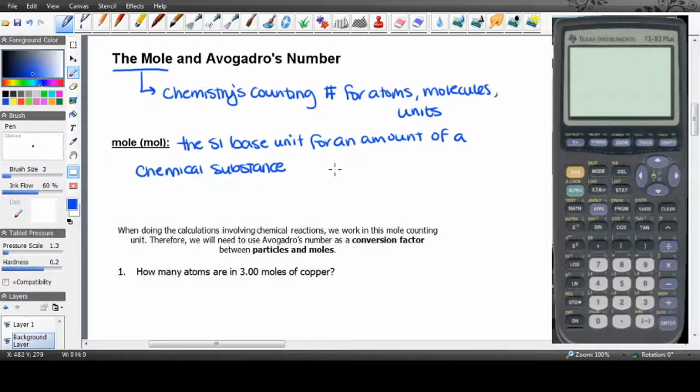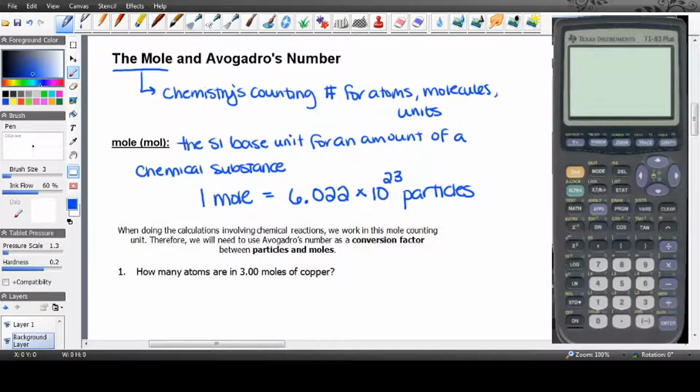Okay, the SI base unit for an amount of a chemical substance, and that number is 1 mole is equal to 6.022 times 10 to the 23rd particles. I'm just going to use particles because the word particles is a generic word that can mean atoms, molecules, or units.